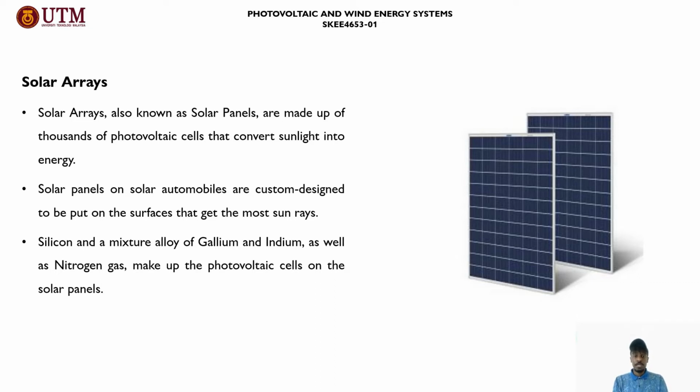And we know that the solar panels are placed on top of the car because that's the point where the sunlight hits the car first. So all the solar panels are placed on top of the cars. There are many materials that the solar panels are made from, like silicon or a mixed alloy of gallium and indium as well. Also nitrogen gas makes up the photovoltaic cells in the solar panel.